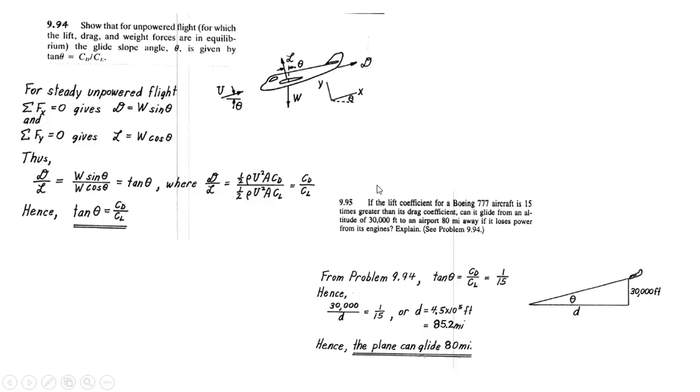Let's say the lift coefficient of a Boeing 777 aircraft is 15 times greater than the drag coefficient. This is really important because your lift coefficient should be greater than your drag coefficient, as we discussed in the previous video lecture. Can it glide from an altitude of 30,000 feet to an airport which is 80 miles away if it loses power from its engines?